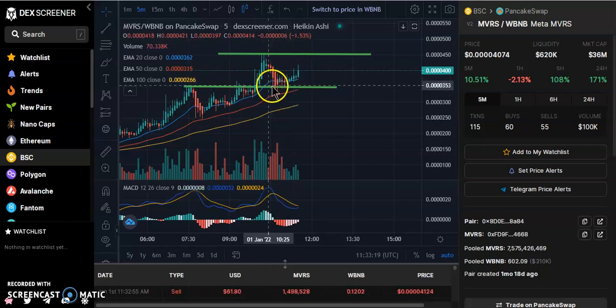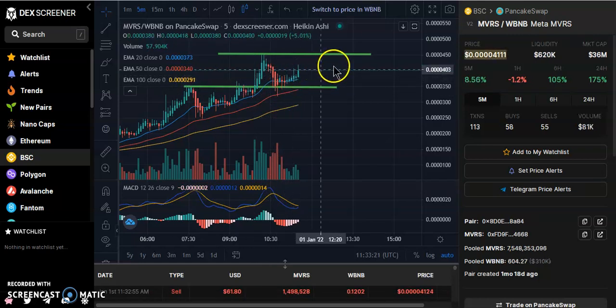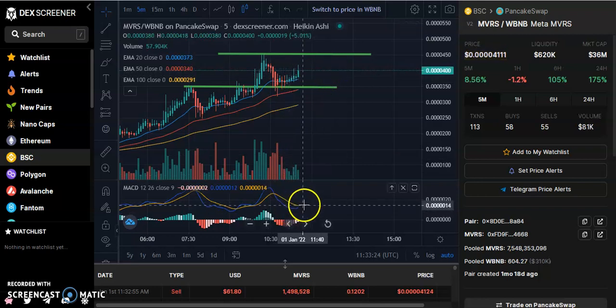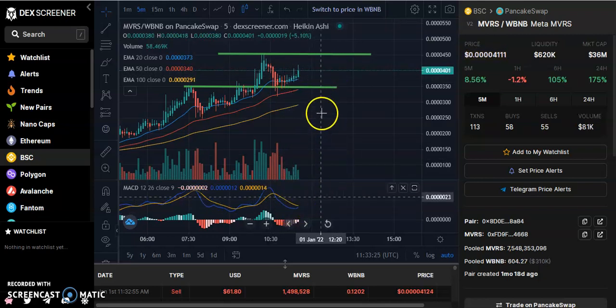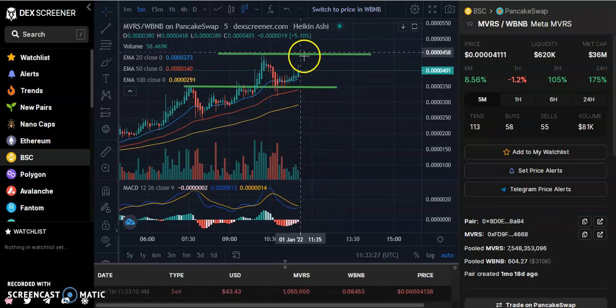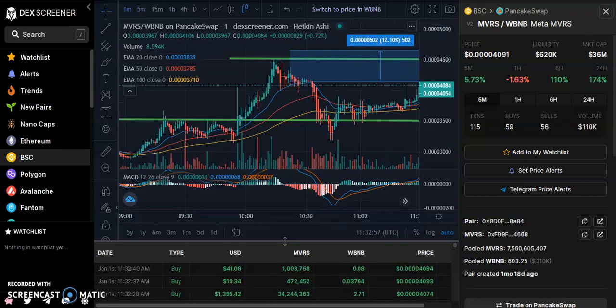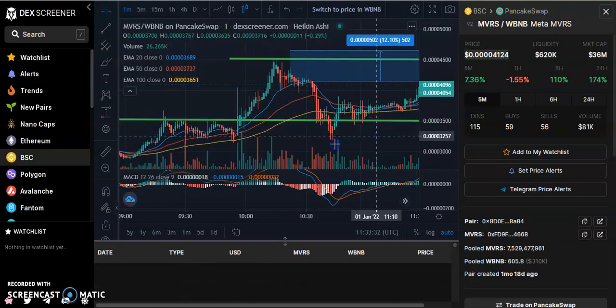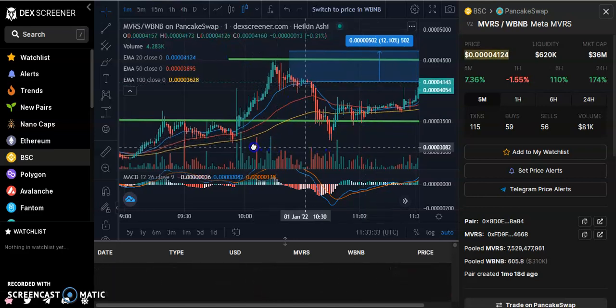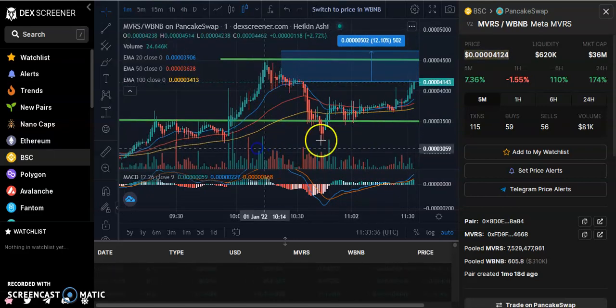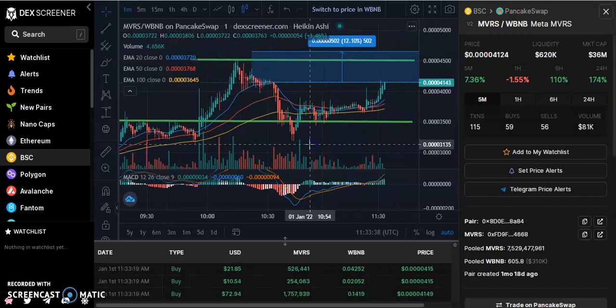Now, as you can see, it's going sideways, but it feels like the MACD is going to cross over, and hopefully it will break this resistance line right here. So that's what I'm waiting for. Okay, right, so how do I find these tokens?